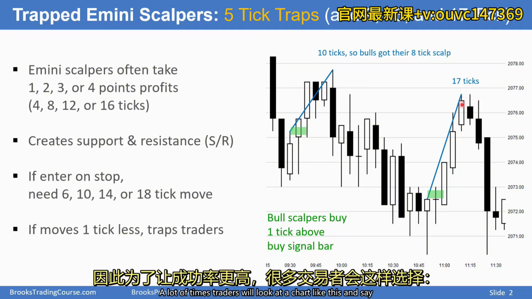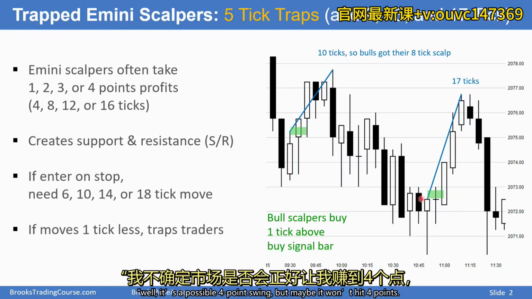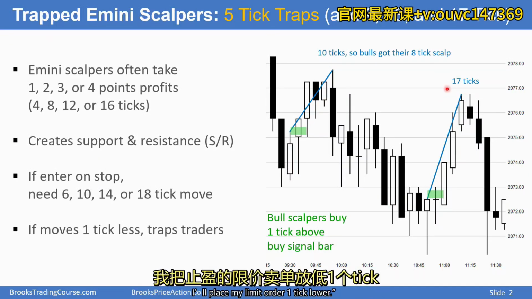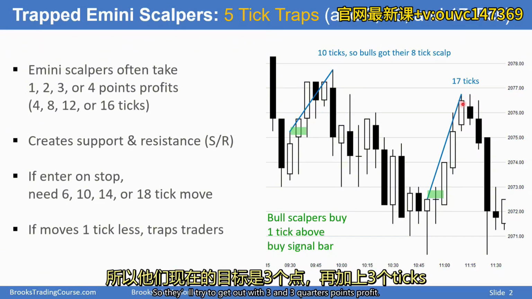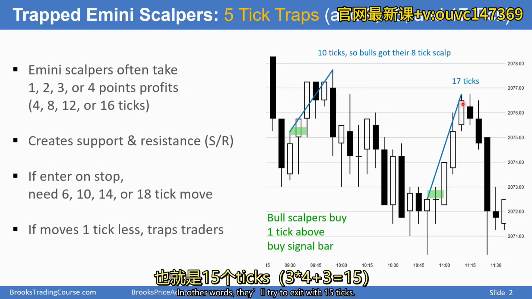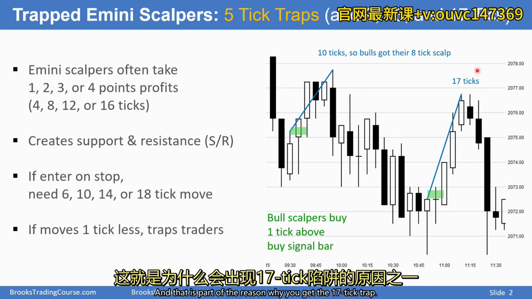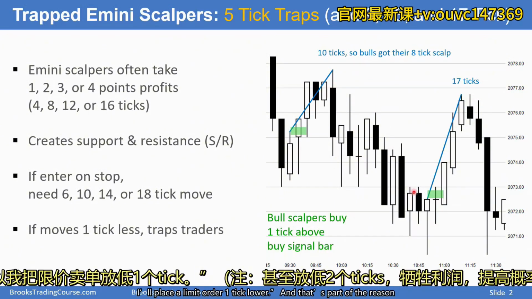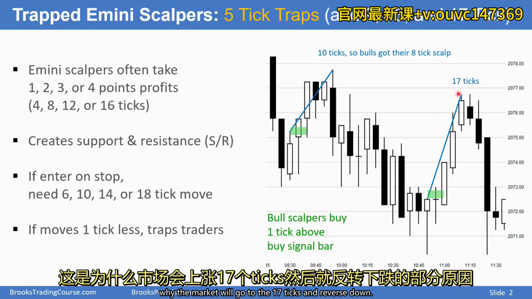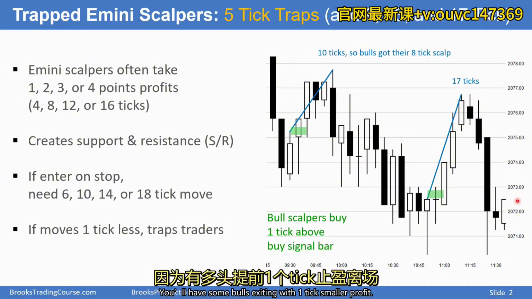A lot of times, traders will look at a chart like this and say, well, it's a possible 4-point swing, but maybe it won't hit 4 points. I'll place my limit order 1 tick lower. So they'll try to get out with 3 3/4 points profit. In other words, they'll try to exit with 15 ticks. And that is part of the reason why you get the 17-tick trap. Traders looking at this saying, well, maybe it won't quite make 4 points. I'll place a limit order 1 tick lower. And that's part of the reason why the market will go to the 17 ticks and reverse down. You'll have some bulls exiting with 1 tick smaller profit.